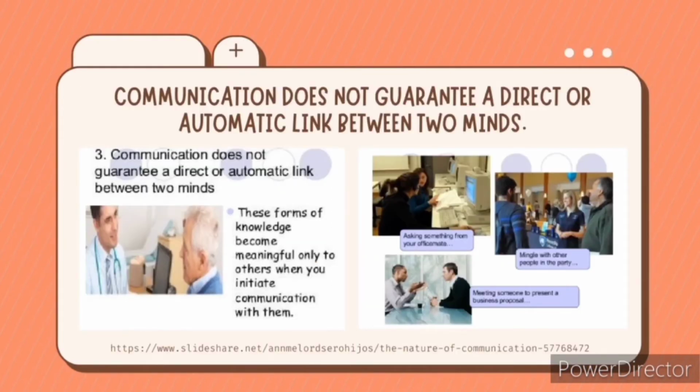And for the third principle, here are Miss Sheena Sangalang and Ian Benedict Jacinto.